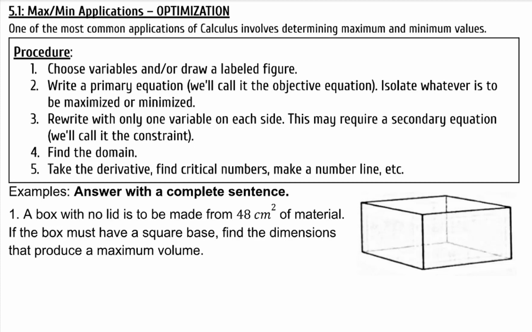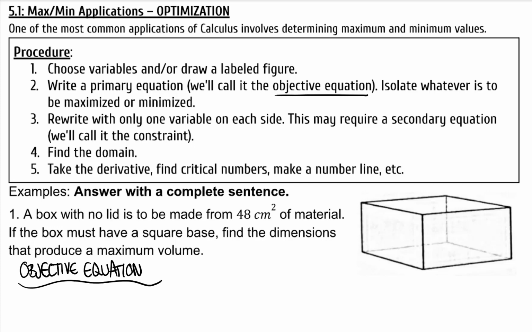A box with no lid is to be made from 48 square centimeters of material. If the box must have a square base, find the dimensions that produce a maximum volume. So first of all, what are we trying to optimize? That is our objective equation. We're trying to optimize volume.